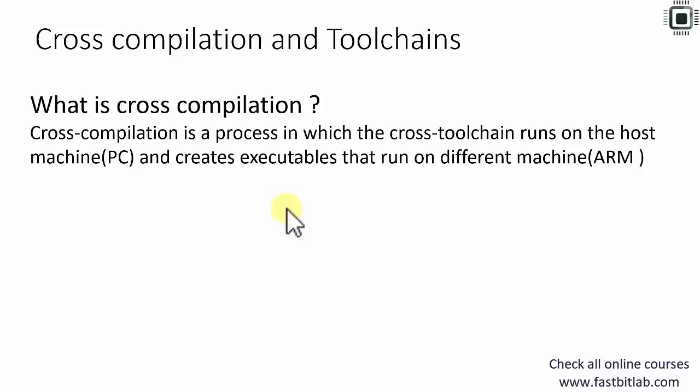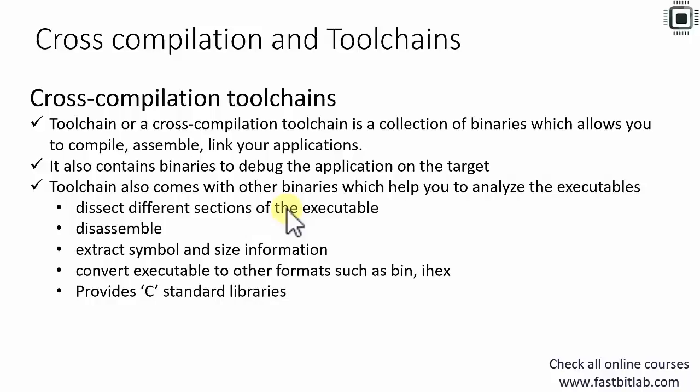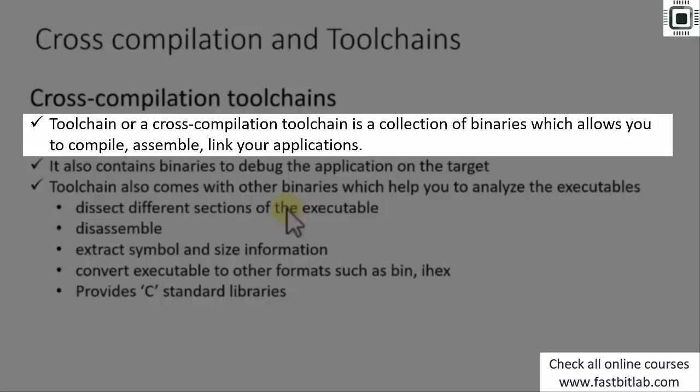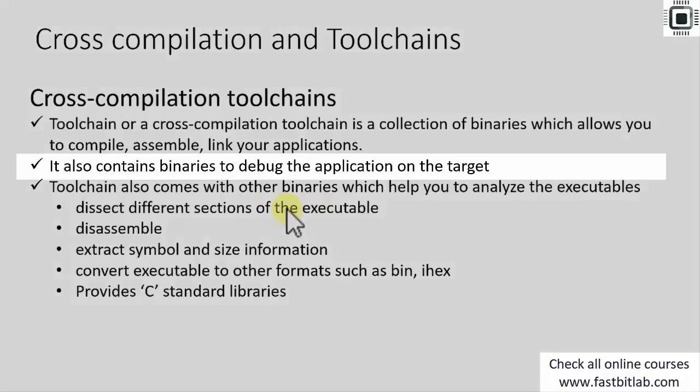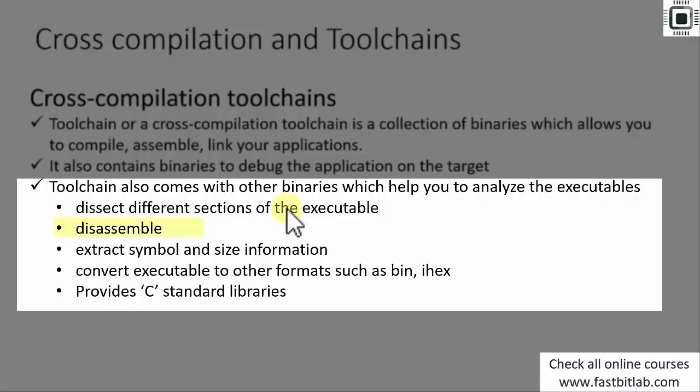So now, what exactly is a cross-compilation toolchain? A toolchain or a cross-compilation toolchain is a collection of binaries which allows you to compile, assemble, and link your applications. It also contains binaries to debug the application on the target. Toolchain also comes with other binaries which will help you to analyze the executables. Like you can disassemble it, you can dissect different sections of the executable, you can extract symbol information, size information, you can convert the executable to other formats such as binary or Intel hex format. And the toolchain also provides you the C standard libraries, which you will be using in your program.